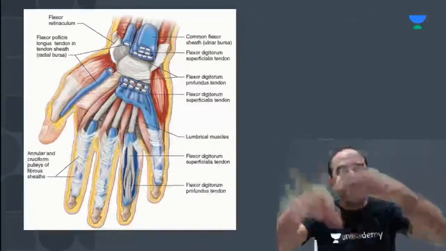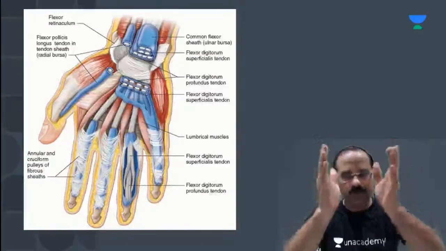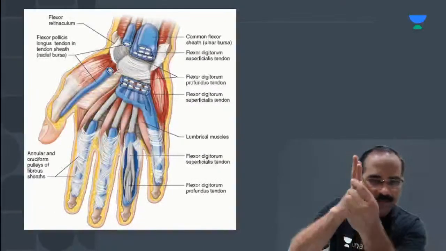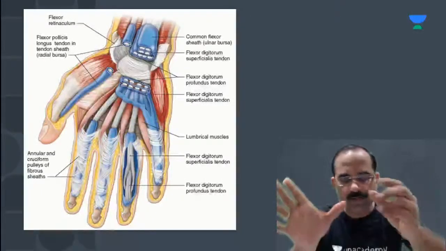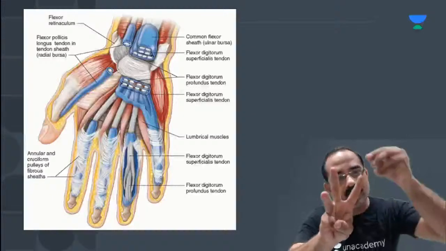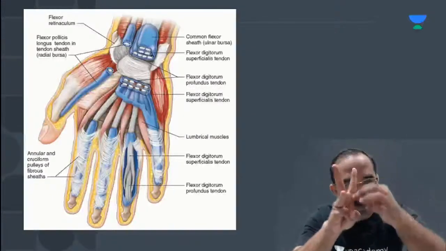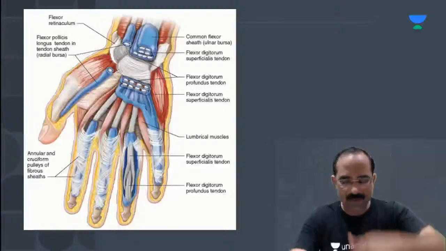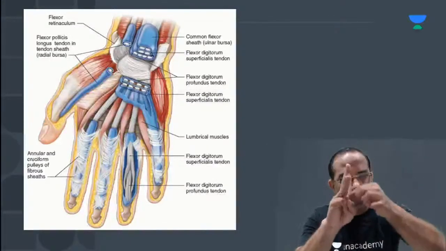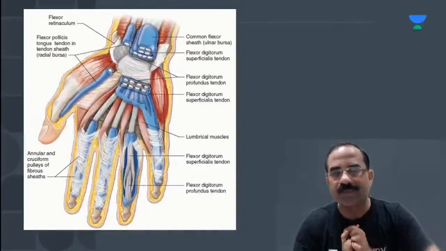So, ulnar bursa encloses the tendon of what? The flexor digitorum superficialis and profundus. It is continuous with the little finger. The radial bursa encloses the tendons of flexor pollicis longus. It is continuous with the thumb. What about these three fingers? A separate synovial sheath is there for these three fingers. You can see the slide. These three fingers have got a separate synovial sheath.